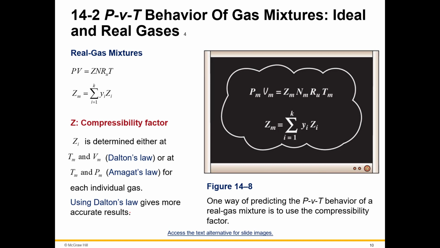Here are the real gas mixtures when we start taking into account additional information like Zm and that compressibility factor. So Zi is determined either at Tm and Vm, Dalton's law, or Tm and Pm, Amagat's law, for each individual gas. Using Dalton's law gives more accurate results here. And then here are just those same formulas over here. Okay, and then one way of predicting the PVT behavior of a real gas mixture is to use the compressibility factor.